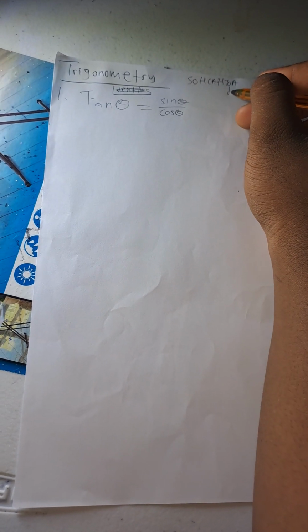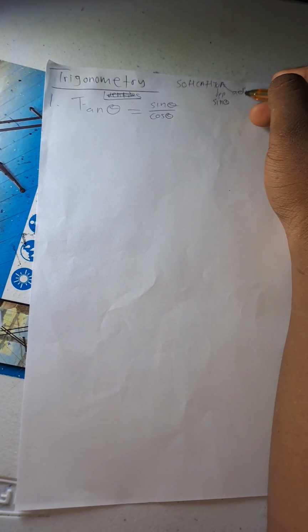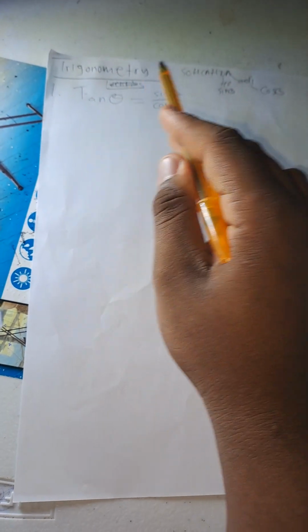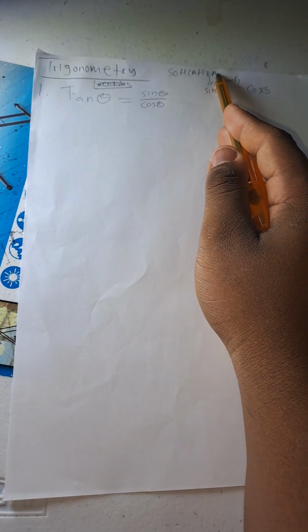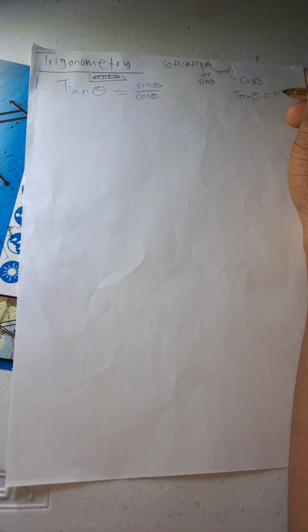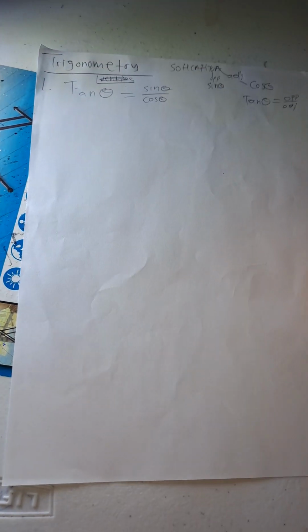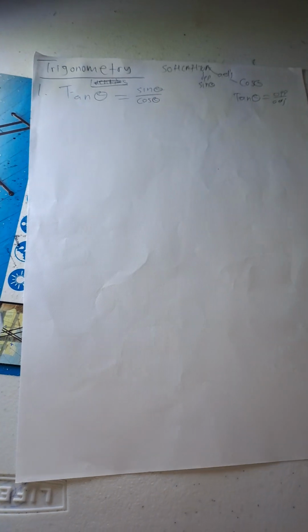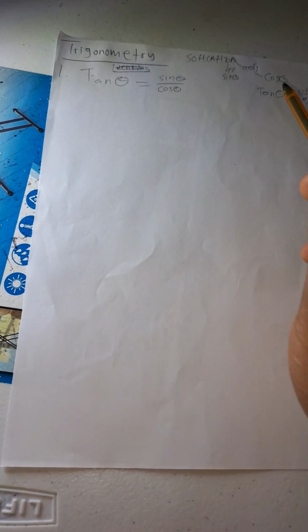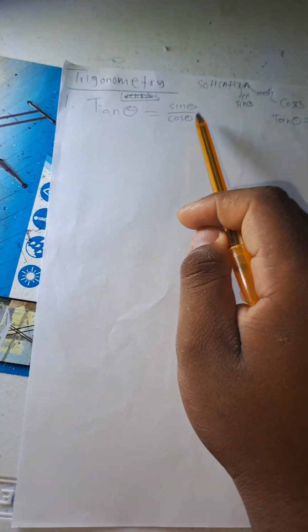tan is opposite over adjacent. And then what is my opposite? It is the sine. And then what is my adjacent? It is cos. You must know this. So this tan identity was derived from the ratios of tan. Tan theta is equal to opposite over adjacent. So this opposite is now sine, and this adjacent is now cos. I think in grade 10 you're doing this, but now in grade 11 there's an identity that means tan theta is the same as sine theta over cos theta.